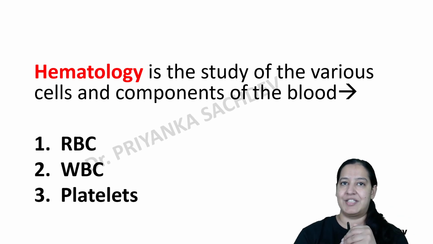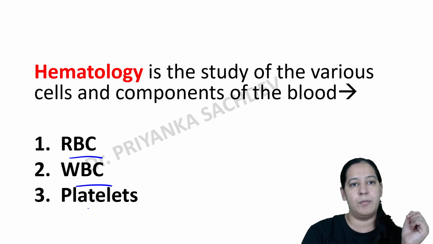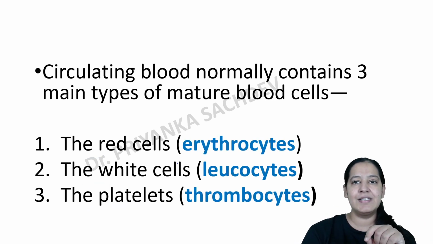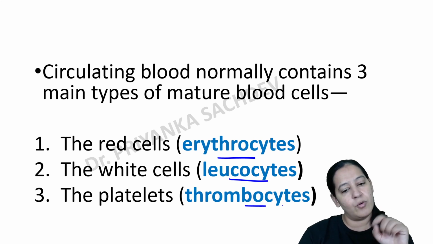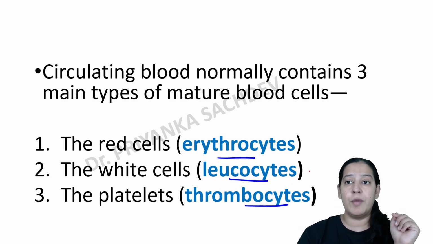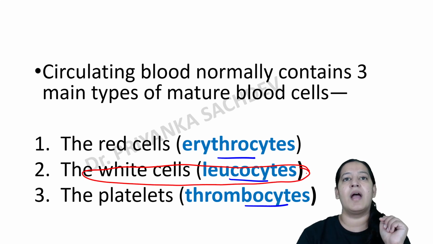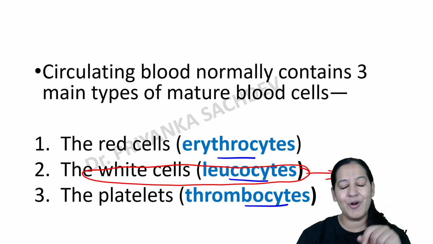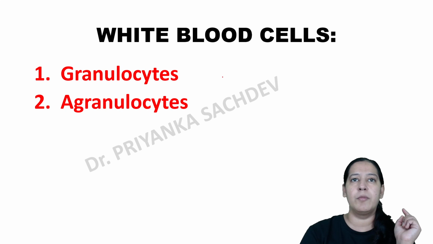We know that in hematology, we have three types of cells, RBCs, WBCs, platelets. RBCs are known as erythrocytes, WBCs are known as leukocytes, and platelets are known as thrombocytes. We know that leukemia is a malignancy of WBC. So before starting leukemia, I would like to tell you how these WBCs are formed in the bone marrow. That is hematopoiesis.